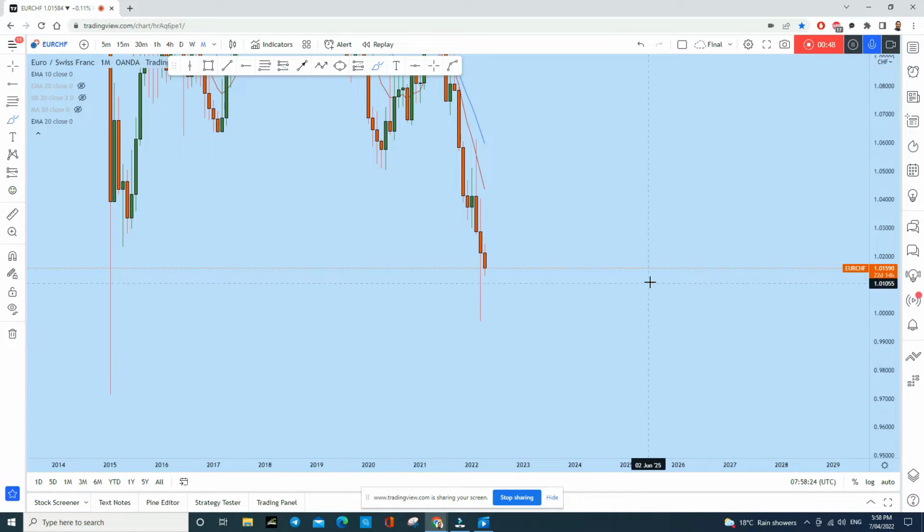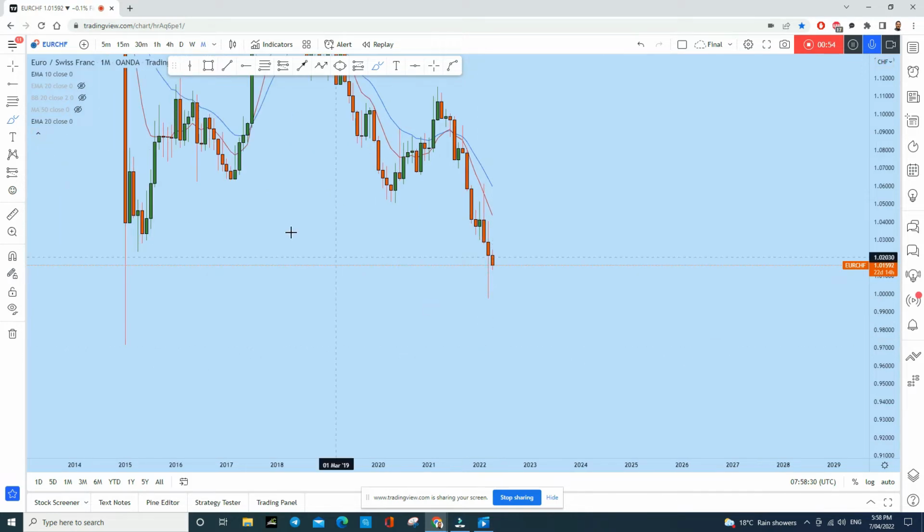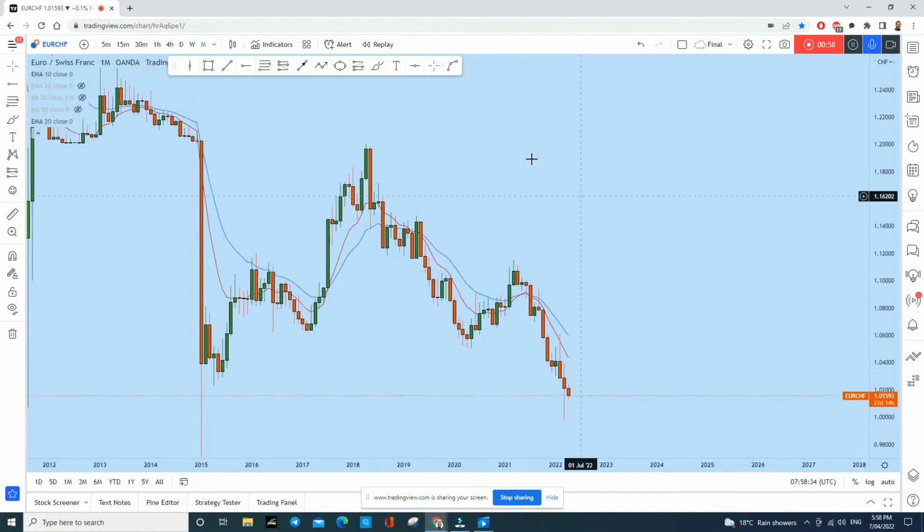Now what you see on the monthly time frame is a perfectly defined bearish market. If you analyze the market structure from the top, you see that Euro CHF is creating a series of lower highs and lower lows, and every time the price is breaking down, testing the previous support as a resistance and moving towards the downside.